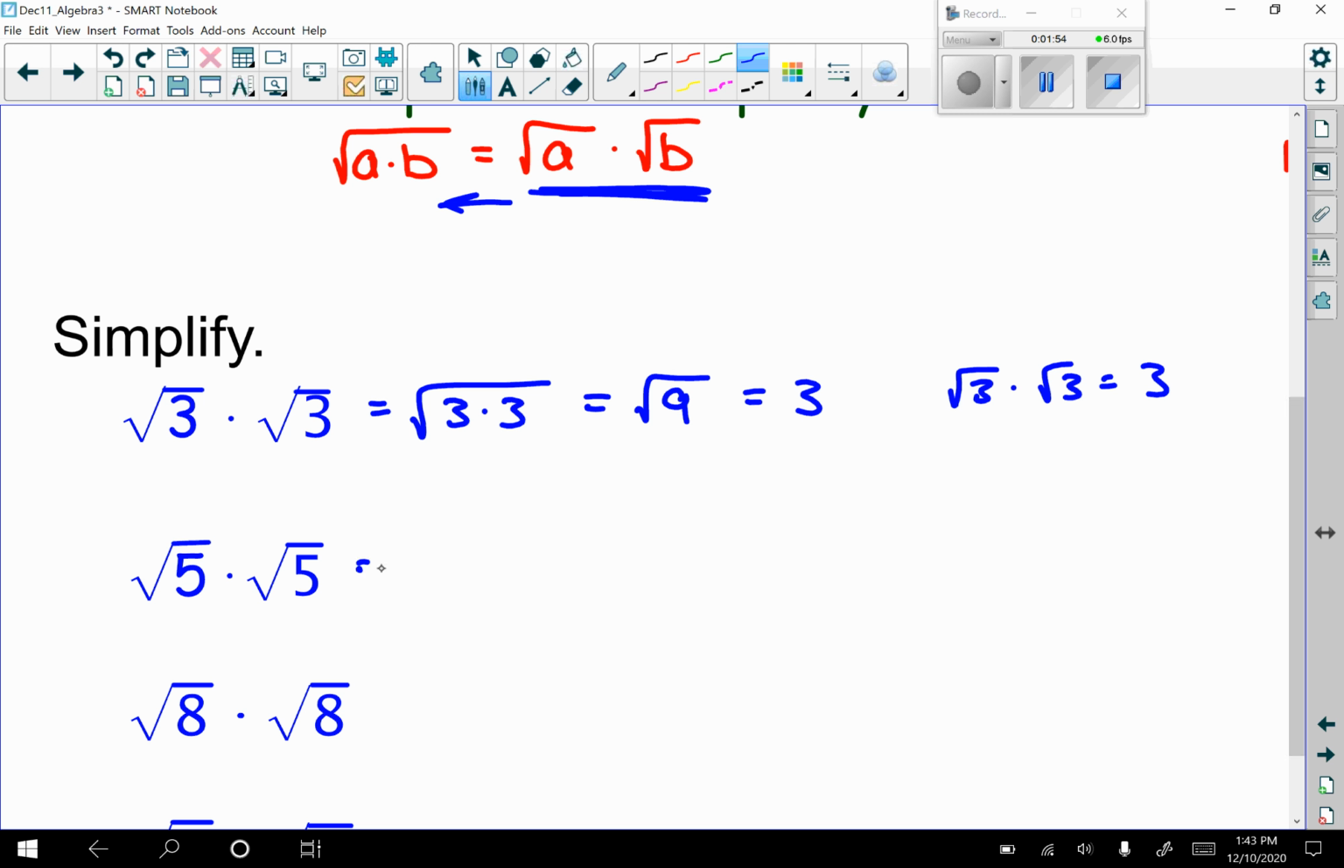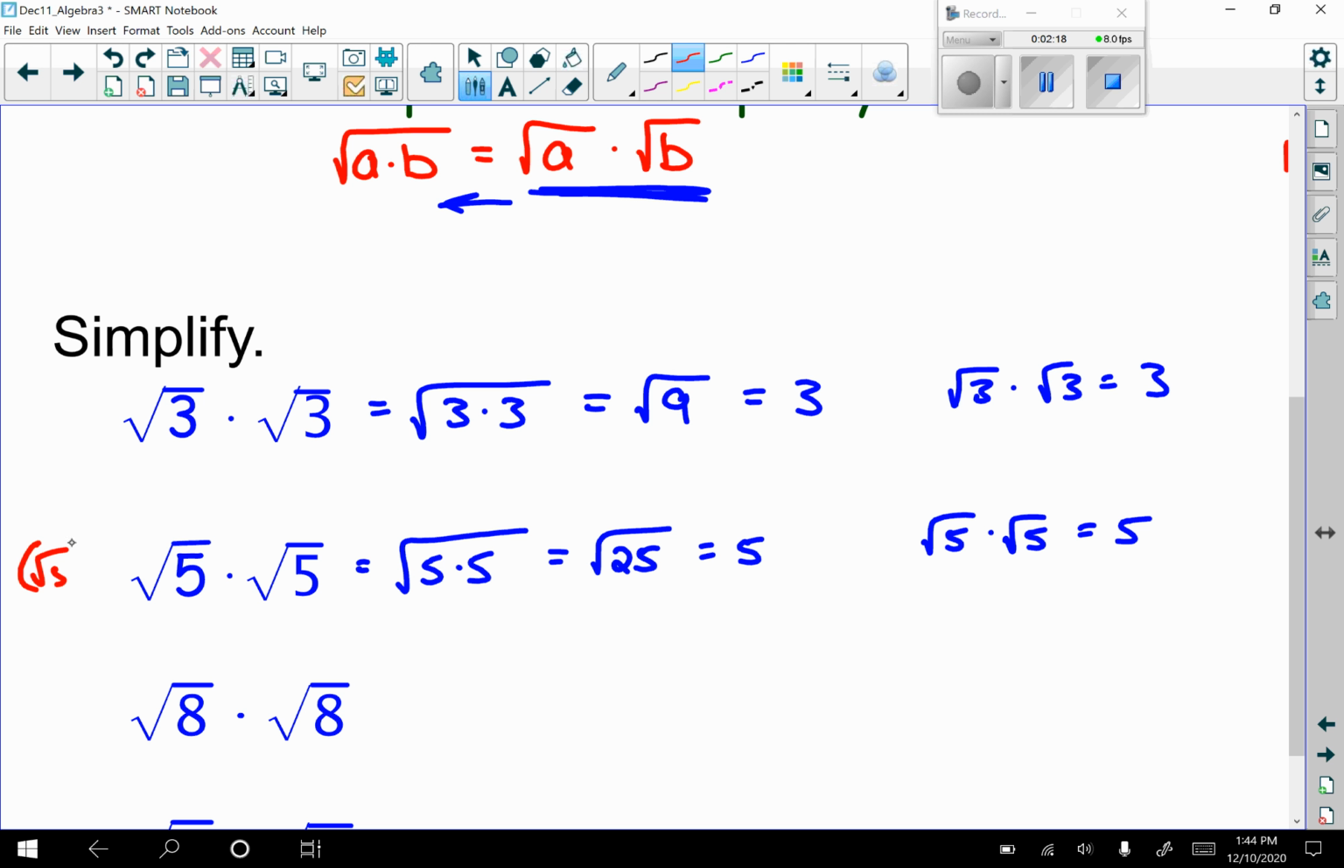Let's try these next two, again showing that we're using this property and then going straight to a quicker answer. In this case, this becomes radical 5 times 5 all underneath the radical, which is the same as radical 25, which is 5. So the square root of 5 times the square root of 5 just becomes 5. Another way to look at this is if we took the square root of 5 and squared it, the square root and square cancel each other out.